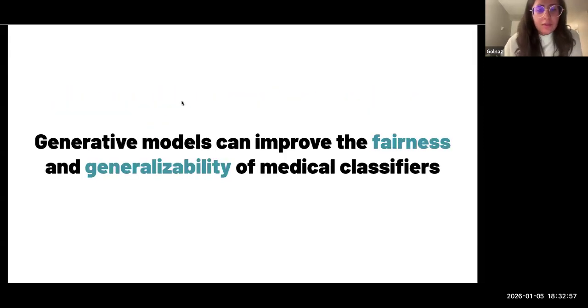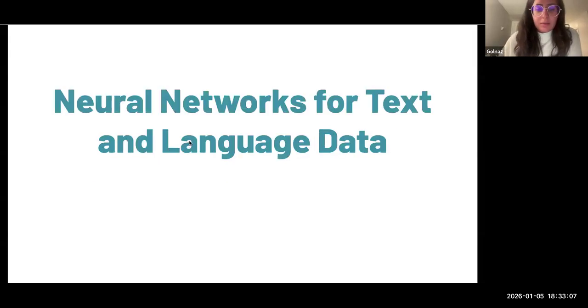Okay. So that was about the third application, generative models and data augmentation, data generation. The fourth one is neural networks for text and language data.